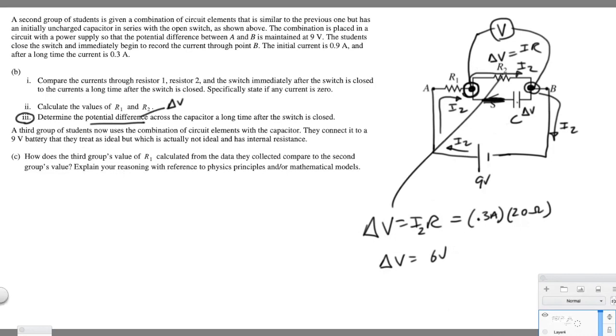All right, very, very last question. And this, to me, was the hardest one. I had to think about this for a while. So we have a third group of students using the same combination, and they connect it to a 9-volt battery.